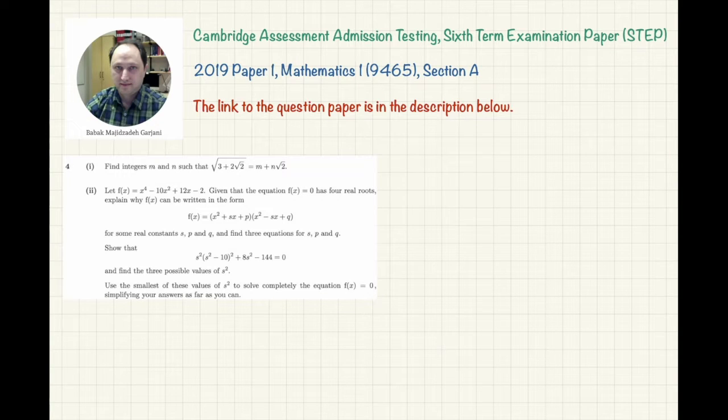Cambridge Assessment Admission Testing, 6th-term examination paper, STEP, 2019, Paper 1, Mathematics 1, Code number 9465, Section A. The link to the question paper is in the description below.